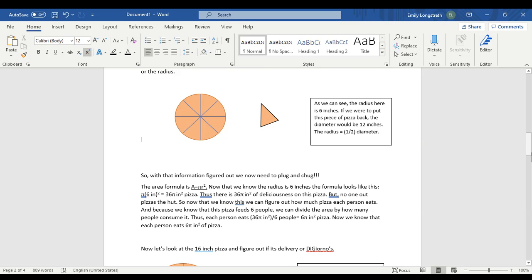However, we can now figure out how much pizza each person eats. Because we know that the pizza feeds 6 people, and we know the area is 36 pi inches squared of pizza, we can divide the area by the people to figure out area per person, which, in our case, is 6 pi inches squared of pizza. So each person eats 6 pi inches squared of pizza.